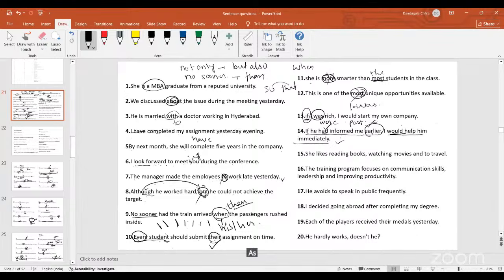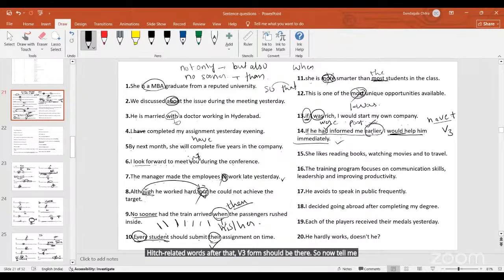As here he has used had, so future related word, H related word is have. If have there means after the have which verb form should be there, H related words after that, V3 form should be there. So now tell me. Helped him. Yes, simply if he had informed me earlier, I would have helped him immediately. Okay, so that is the right option.